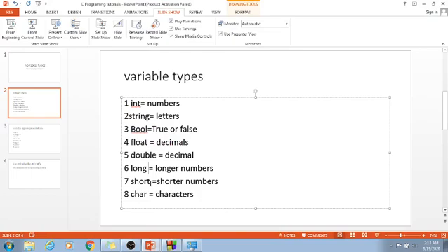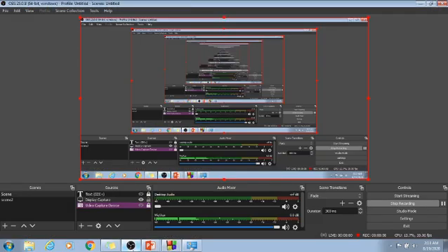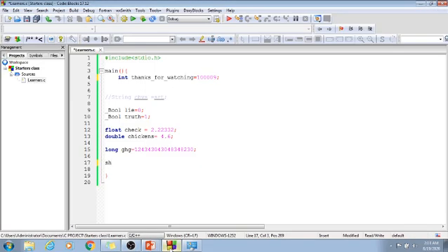The next one on our list is the short. To use the short, let's say short g, since shorts are smaller types of integers. You can put g equals 12, 45, 6, 1, 0, 220, whatever. That's what short is for.